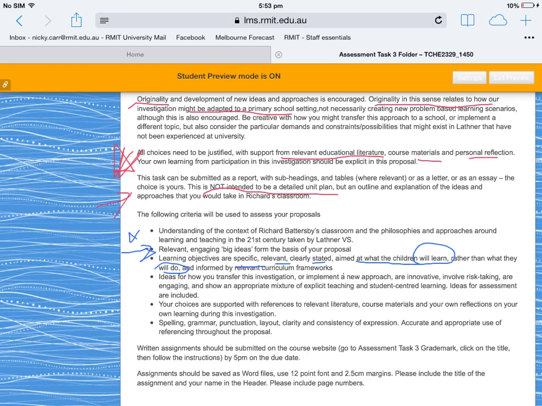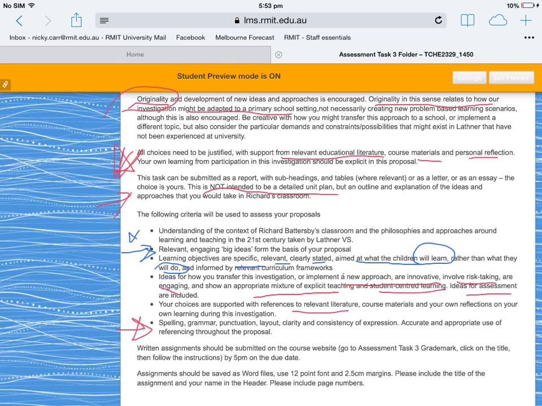Here's what I was talking about before when I talked about originality up here. A new approach, innovative ideas. They might involve some risk-taking, engaging ideas for what the children will do. A mix of explicit teaching and student-centred learning. Your ideas for how you'll assess the students are included in there. Here's the literature, of course. And because you're going to be primary school teachers, your spelling, grammar, punctuation, layout, consistency of expression, all of those are crucial.